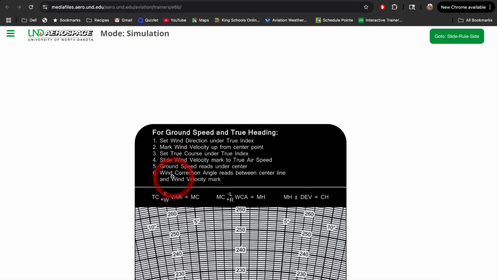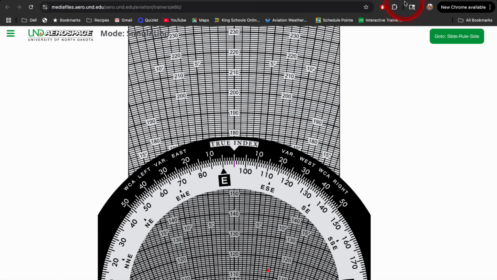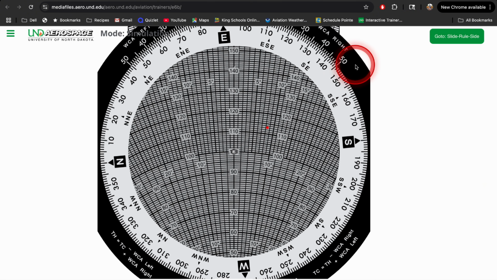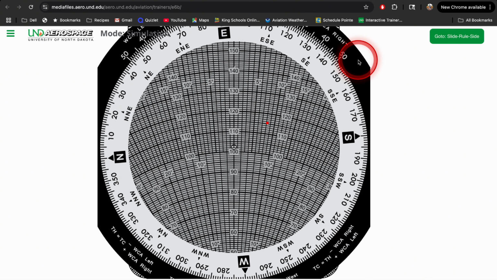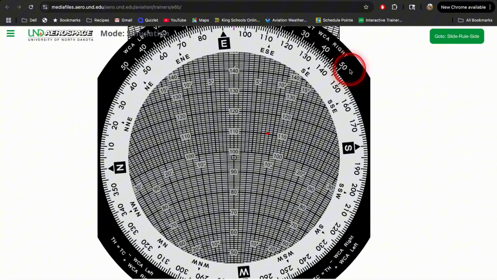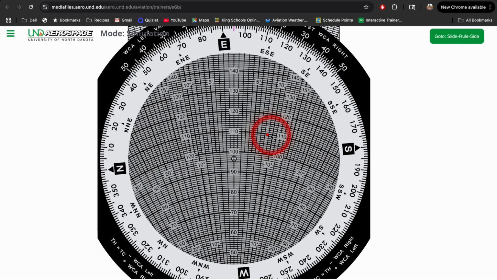All right, next step, slide the wind velocity mark to true airspeed. You're going to move that sleeve until that red dot lands on your true airspeed, which is the airspeed that was indicated in the example. Right now it's on the 110 line right there.